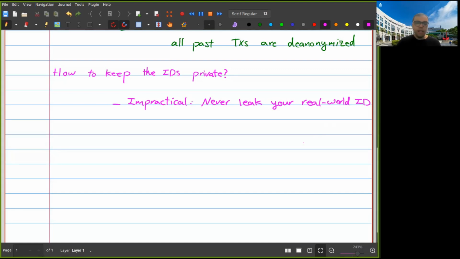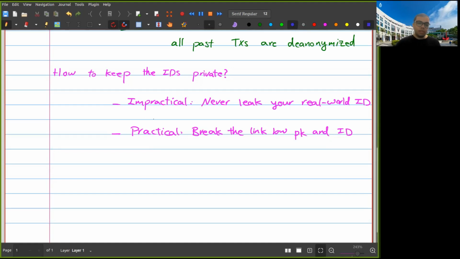Okay? But I need a more practical solution. And a practical solution would be to just break the links between the two types of ID. Okay? So break the link between your public key and your real world ID.